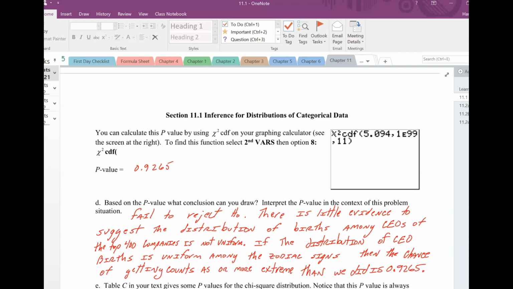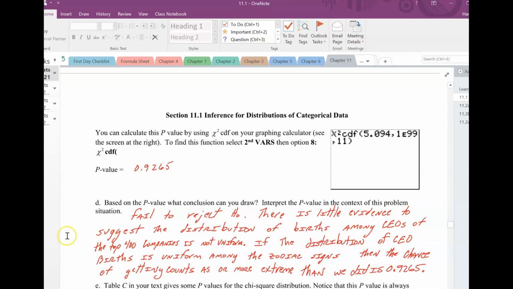You can see that the p-value is quite large, so we're going to fail to reject it. There's little evidence to suggest the distribution of births among CEOs of the top 400 companies is not uniform. If the distribution of CEO births is uniform among the zodiac signs, then the chance of getting counts as or more extreme than what we did is 0.9265, which is actually a very large percent.